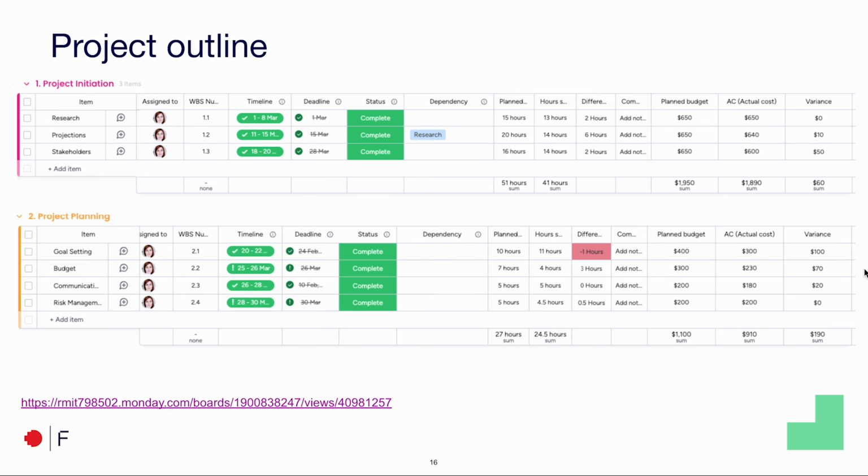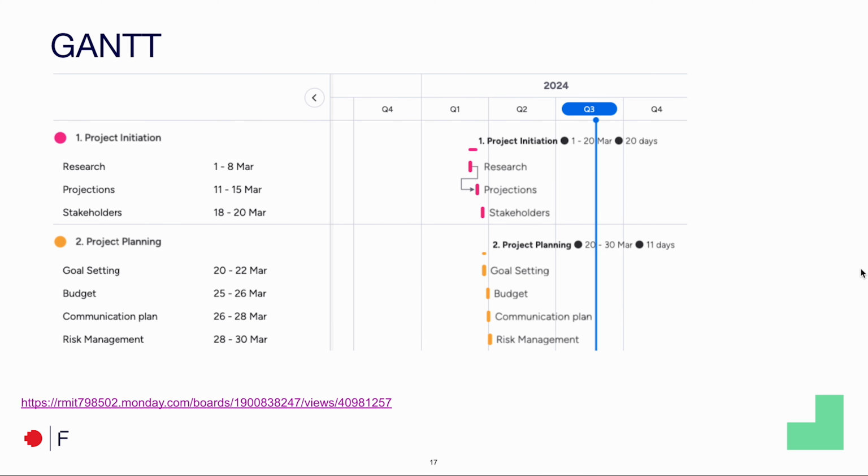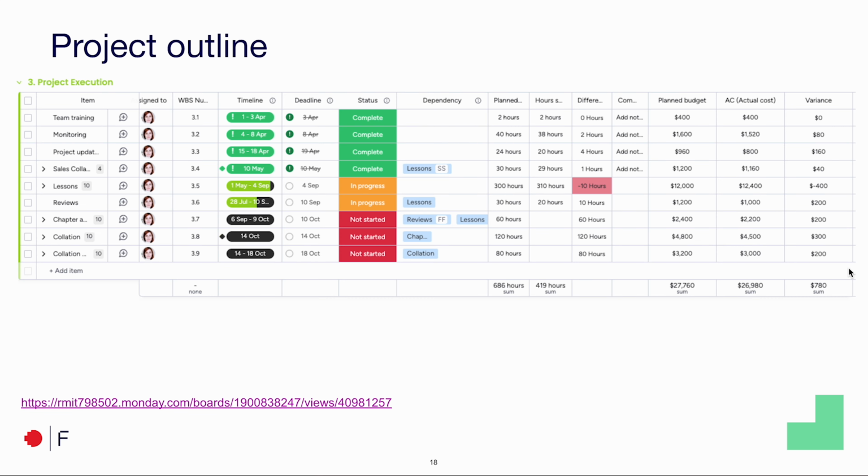Project outline. Please follow the link below if you would like to get into detail about project initiation and project planning. These two have been completed. We are currently over the first two parts and into project execution. This is the biggest part of the project, and we're currently focusing on lessons up until 4th of September.